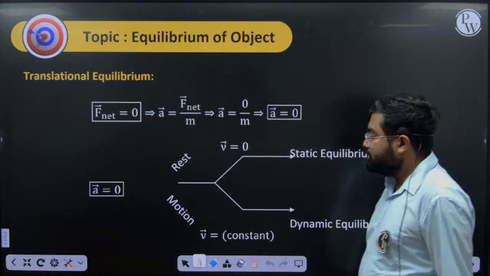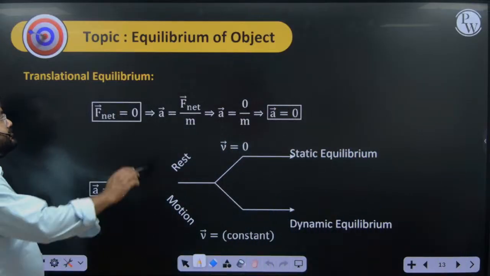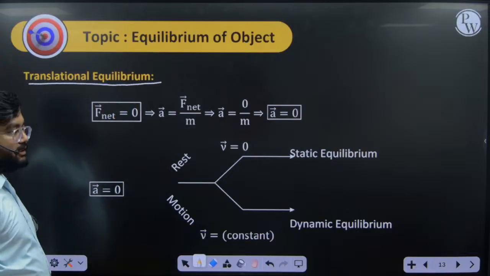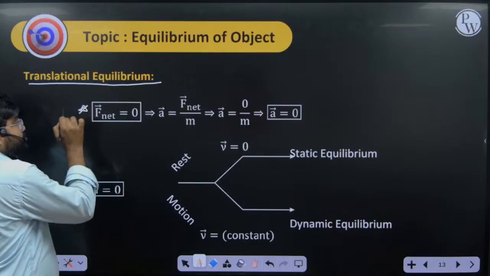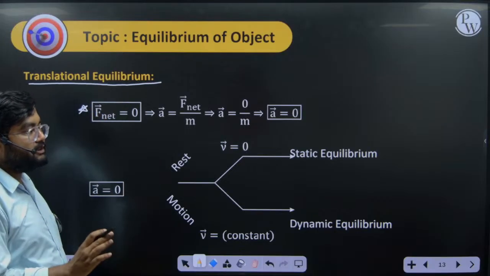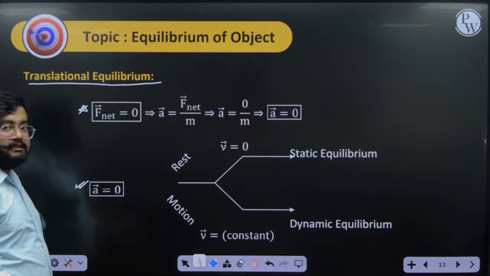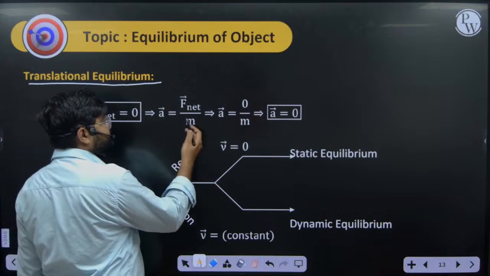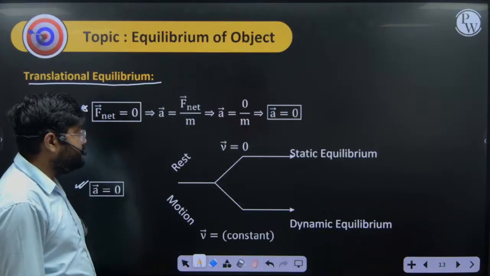Let us also talk about equilibrium. So first we have translational equilibrium. What is translational equilibrium? Net force should be 0. If net force is 0, obviously acceleration is also 0, and this is known as equilibrium. Why is acceleration 0? Obvious, F equals to ma, F is 0, so acceleration also 0.